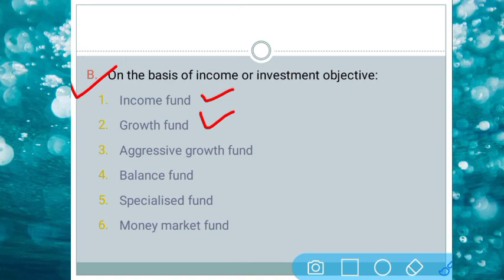So, these are the basics of income and growth funds.